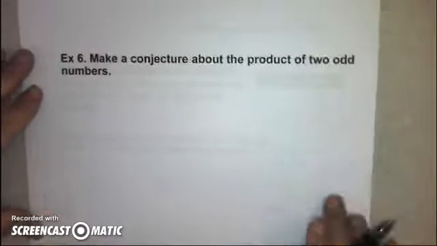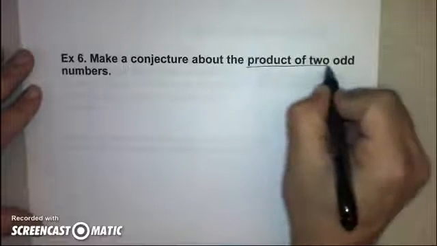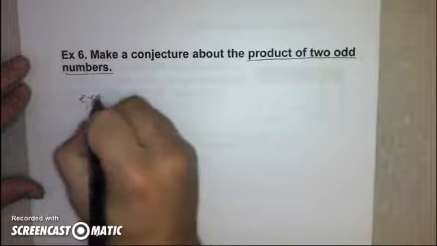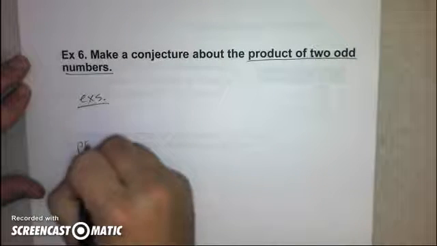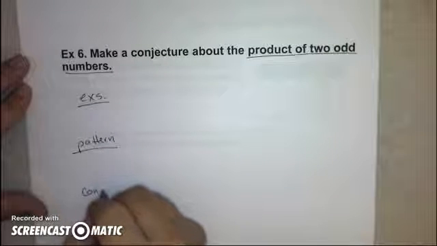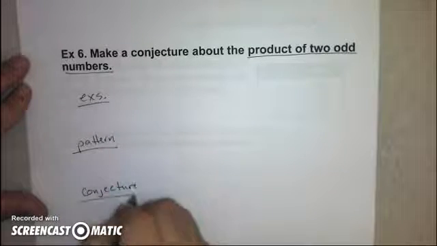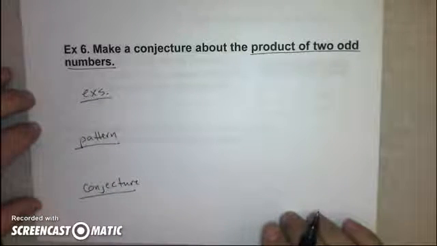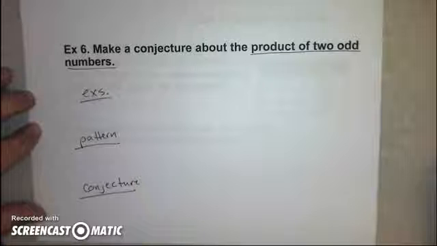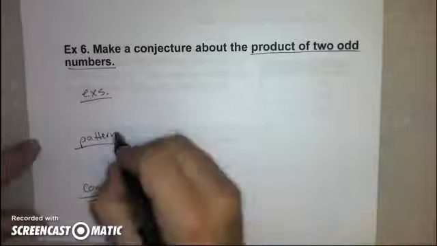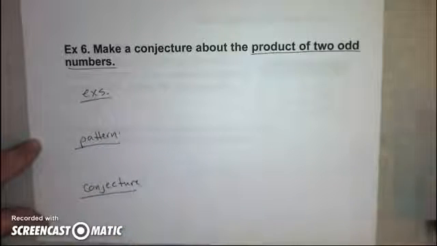Okay, so we can make a similar conjecture about the product of two odd numbers. So you want to start by making examples, look for a pattern, and then make your conjecture. Okay, I'm going to let you pause the video to be able to work these out and come up with some of these on your own. Alright, hopefully you've gotten some examples written down. Here's some examples I chose, and then we should have the same pattern and similar conjectures. If you need more time, pause the video.